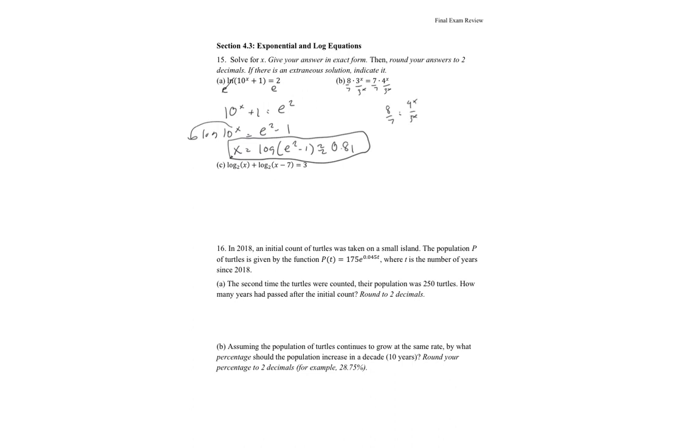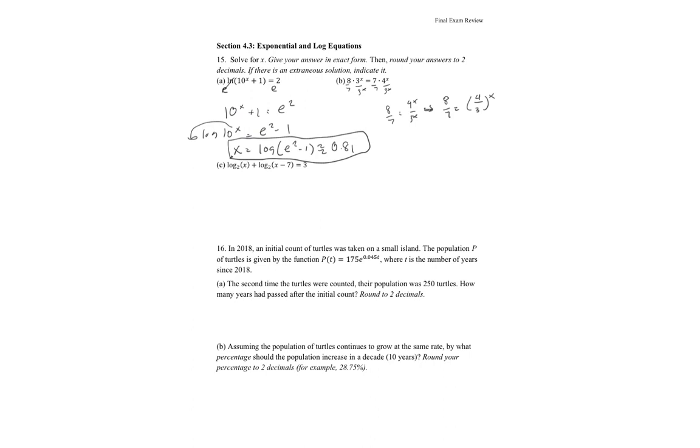And so since the 4 and the 3 are both being taken to an x power, we can just factor that out and say 8 over 7 is equal to 4 over 3 to the x. And now we want to get x out of the exponent, and the best way to do that is to either take both sides to the natural log or take both sides to the log.